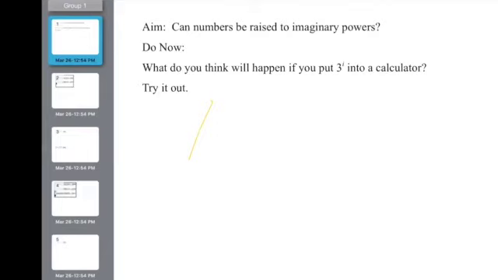Okay, good. So everybody can hopefully see an intriguing question on the screen, which is: can numbers be raised to imaginary powers? Raise your hand, video people, if you think numbers can be raised to imaginary powers. And raise your hand if you think numbers can't be raised to imaginary powers.